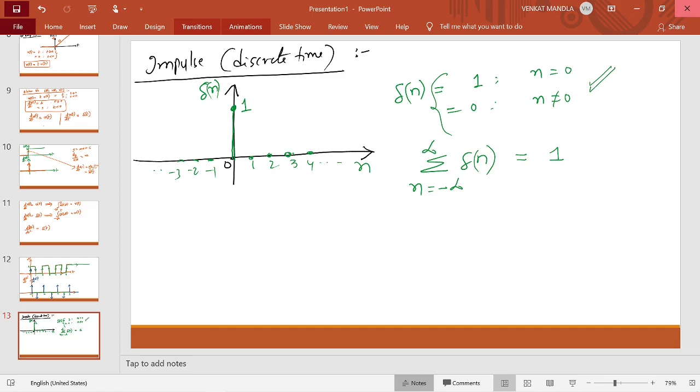I mean, for discrete time signals. But in the continuous time case, you have to include the area property in the definition. Otherwise, there is no meaning at all, because at t equal to 0 you have infinity. That is not information at all. But at n equal to 0, you have 1. That is information. 1 is information. It is not infinite, it is not 0. So 1 can be stored in a computer. So discrete time signals are invented to store these values in the computer.